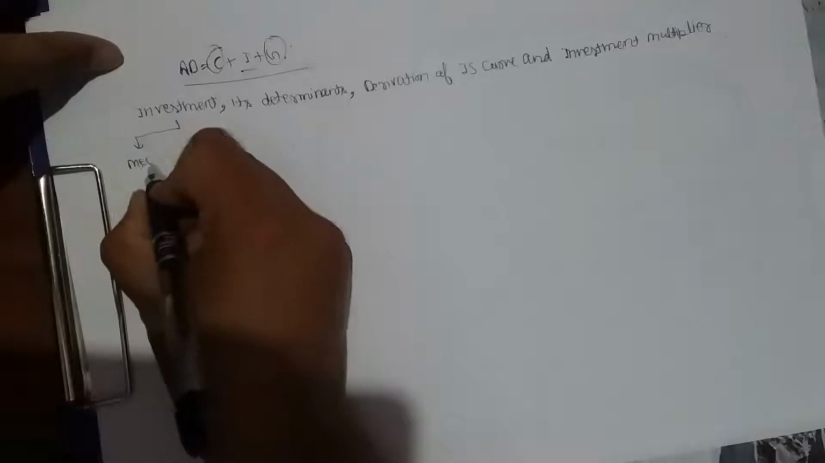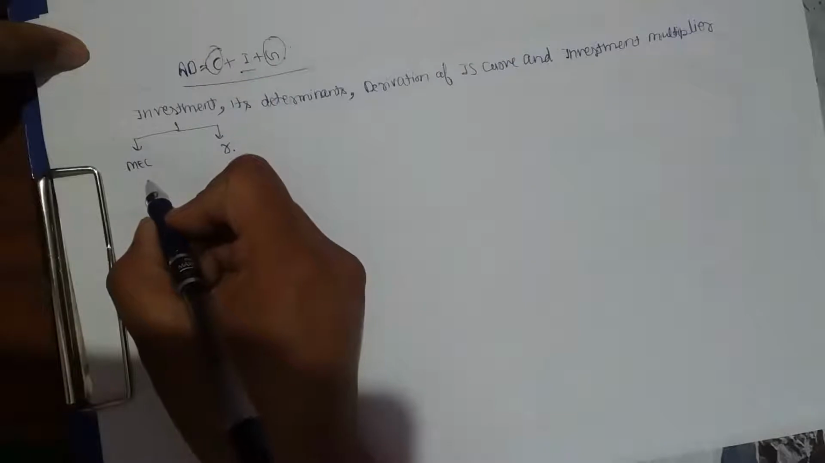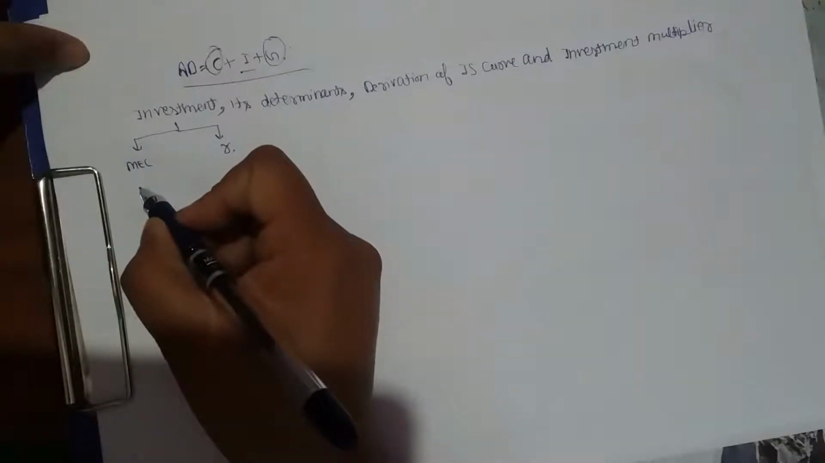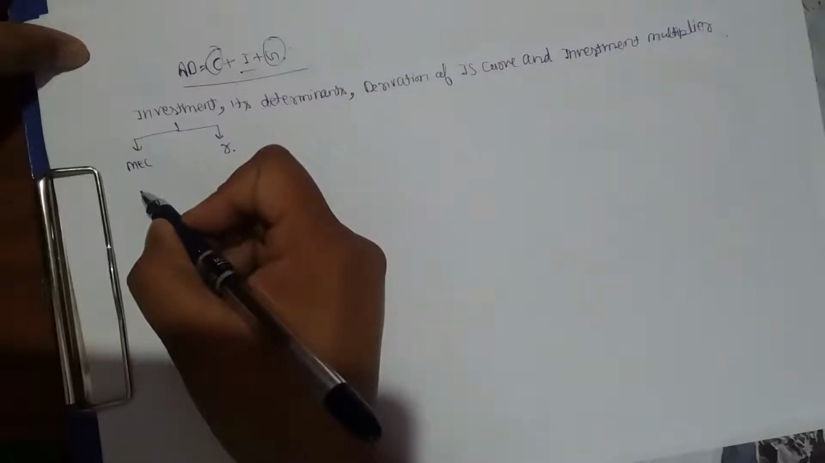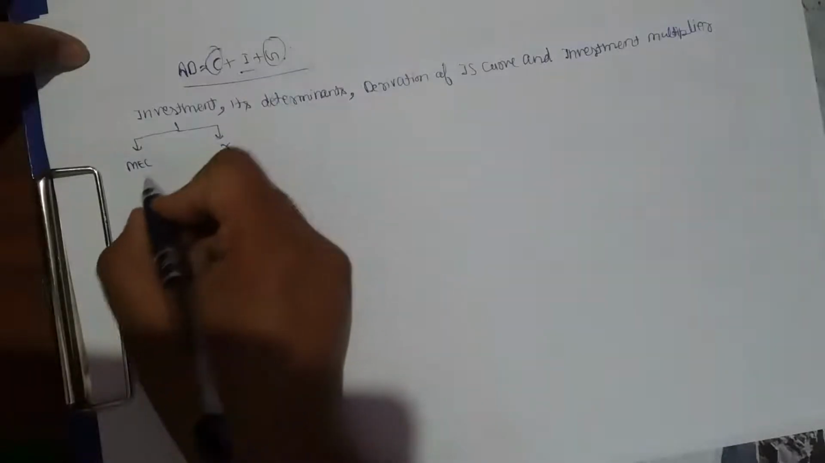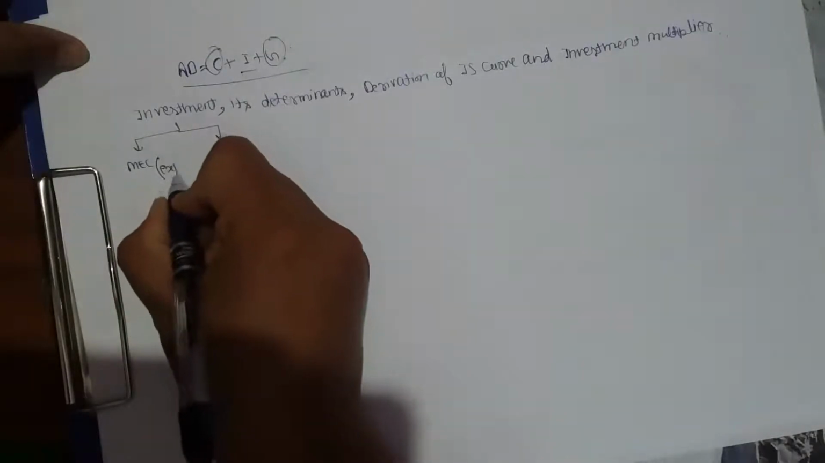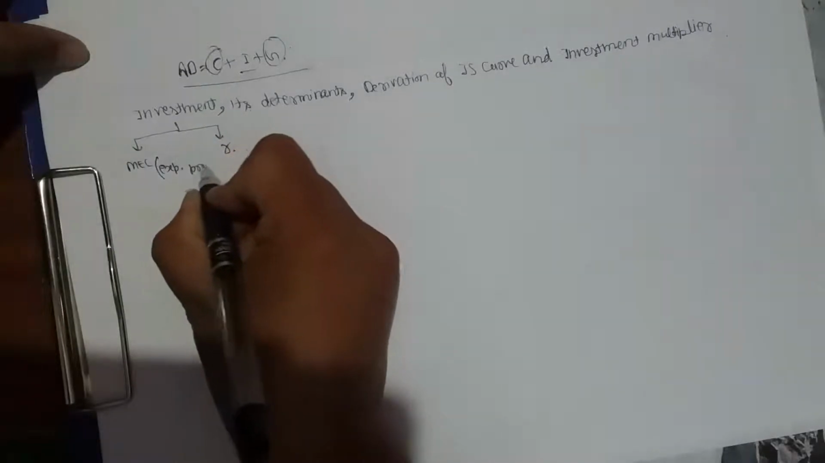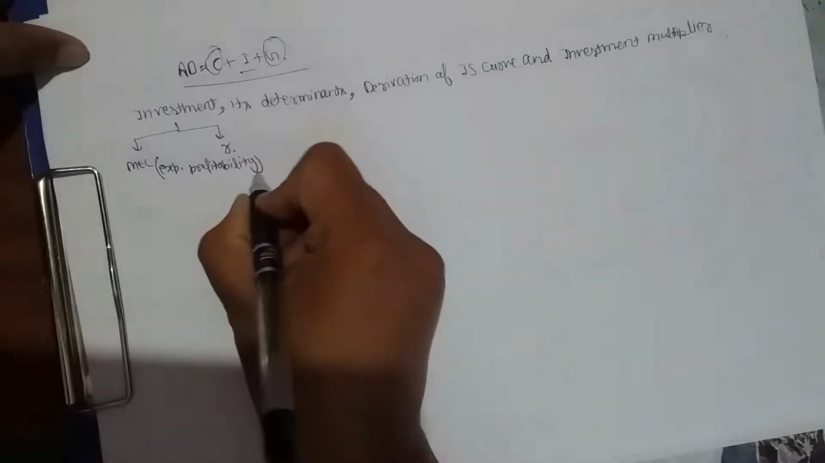Investment depends upon the marginal efficiency of capital and the rate of interest, right? Marginal efficiency of capital is the highest rate of return over cost expected from an additional or marginal unit of that type of asset. In short, marginal efficiency of capital is expected profitability, right?